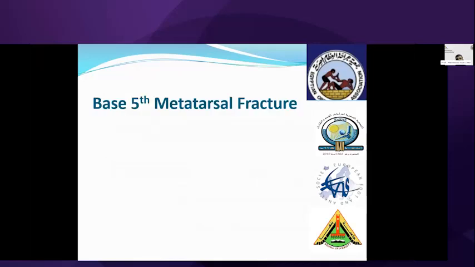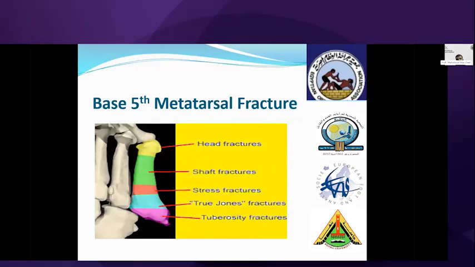The base of the fifth metatarsal: we can show this slide to show the anatomical parts of the fifth metatarsal. The tuberosity fractures, which are avulsion fractures, are in zone 1, from the peroneus brevis or the plantar aponeurosis. The true Jones fracture is zone 2. It is opposite to the fourth intermetatarsal articular surface. And zone 3 is stress fracture and shaft fracture of the fifth metatarsal. This is the classification for the base fifth metatarsal fractures.